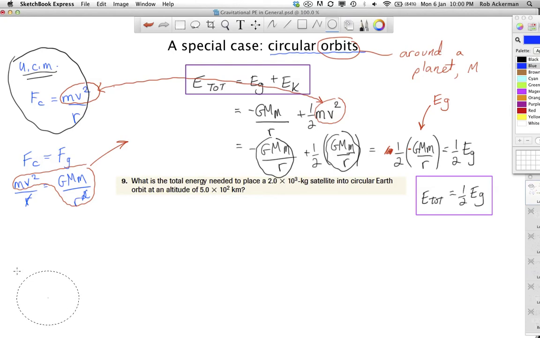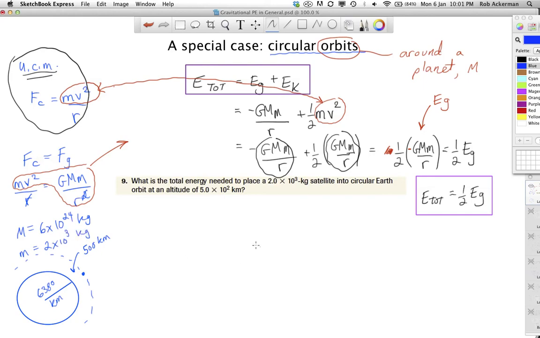Here's Earth, and we can denote its radius with this line, and we can also denote the location of the satellite, which is going around in a circular orbit at 500 kilometers up. So here's 6380 kilometers, and here is an additional 500 kilometers. And we know the mass of the Earth is, let's just call it 6 times 10 to the 24 kilos, to keep things simple, and the mass of the satellite, little m, is 2 times 10 to the 3 kilograms.